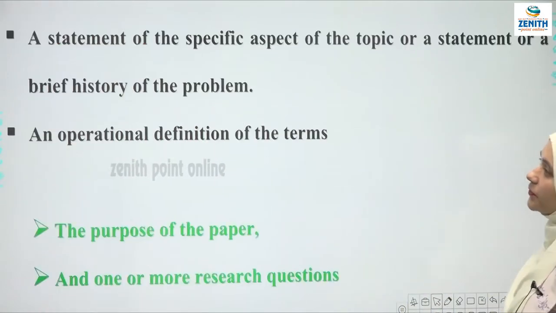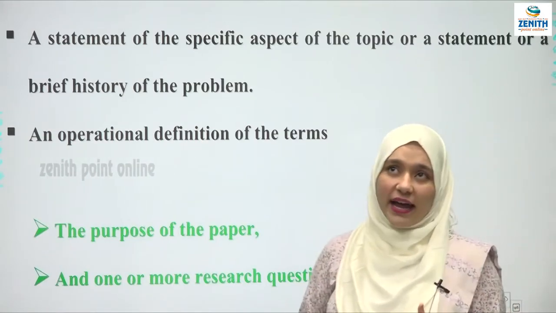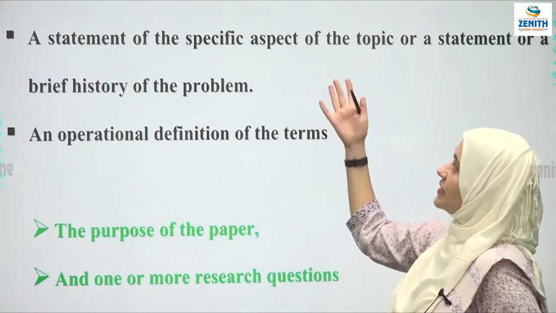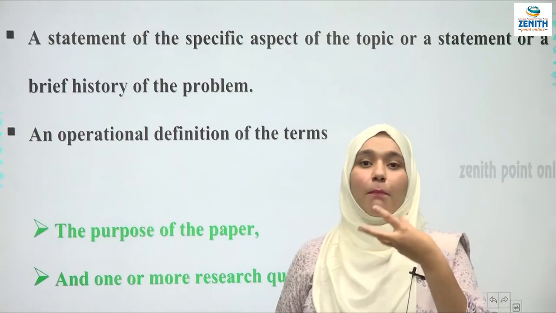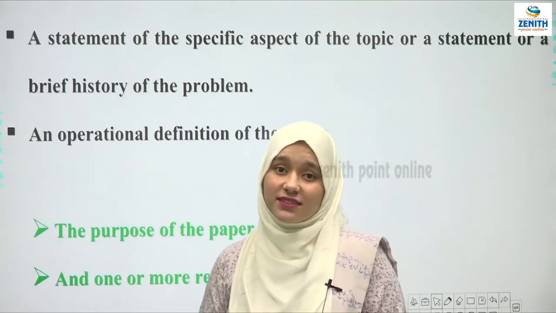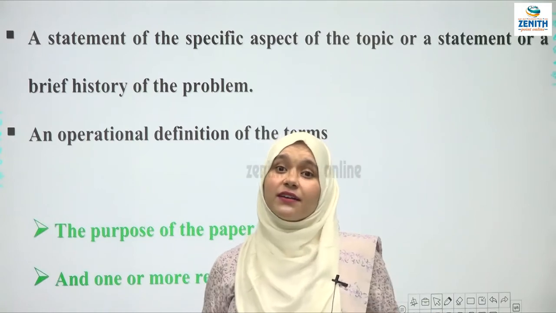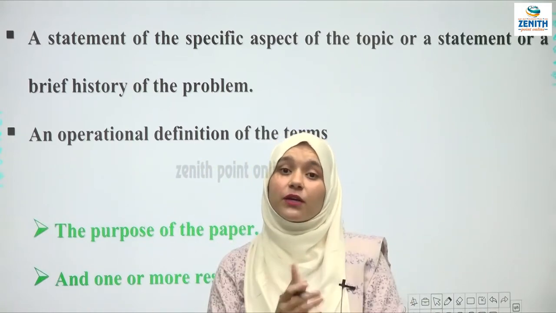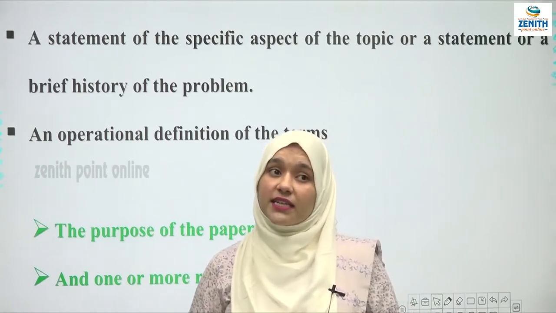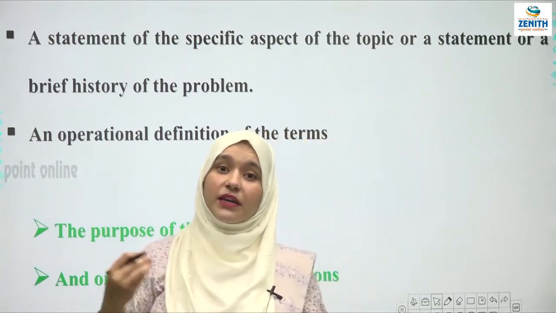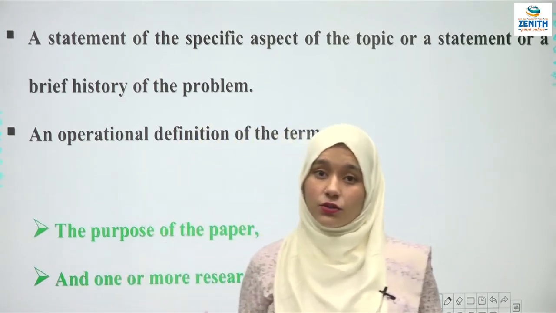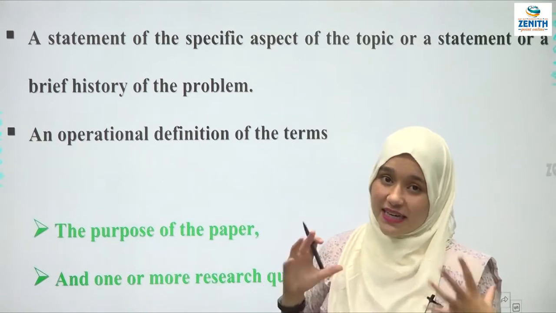So what are they? First of all, we should try to include a statement of the specific aspect of the topic we are going to research. If we are going to research, say, gender discrimination, in which particular social circle are we going to study it? Are we going to study gender discrimination in the education department, in family life, in professional setups, in corporate setups? Where are we actually going to study? All this should be stated in the introduction.